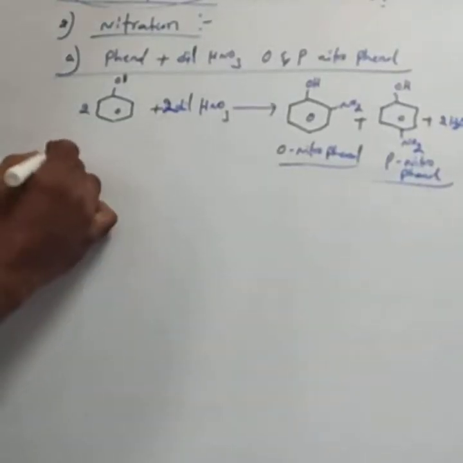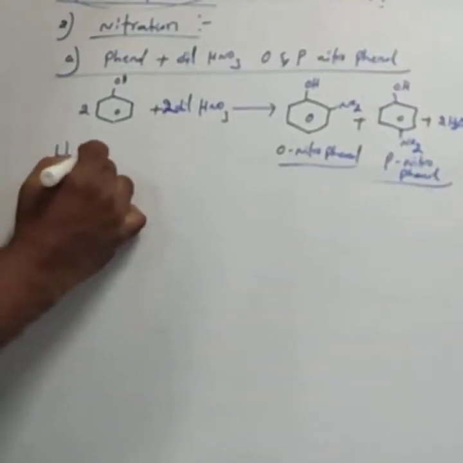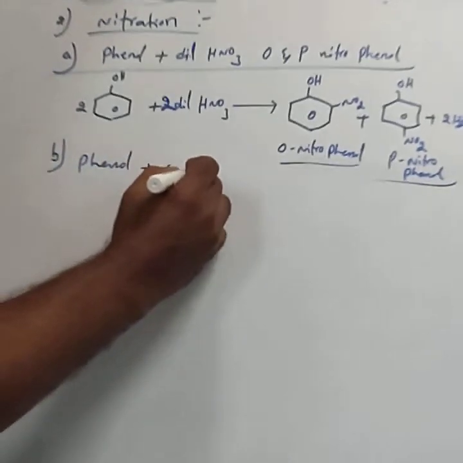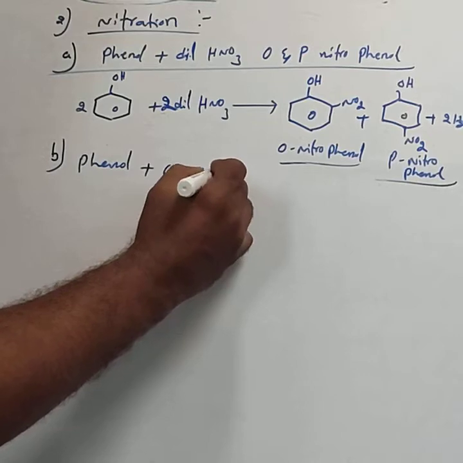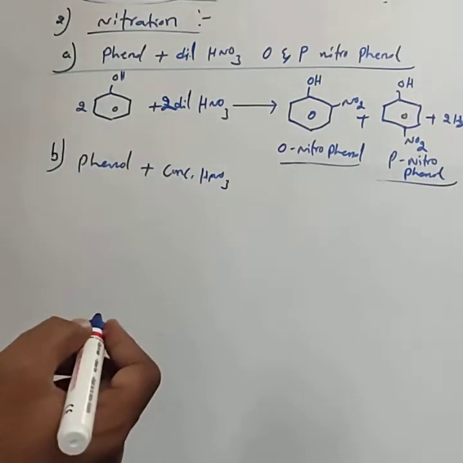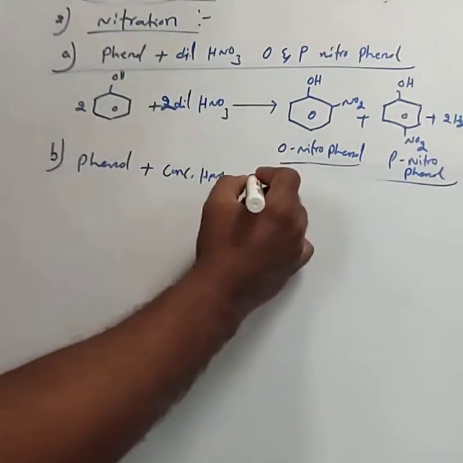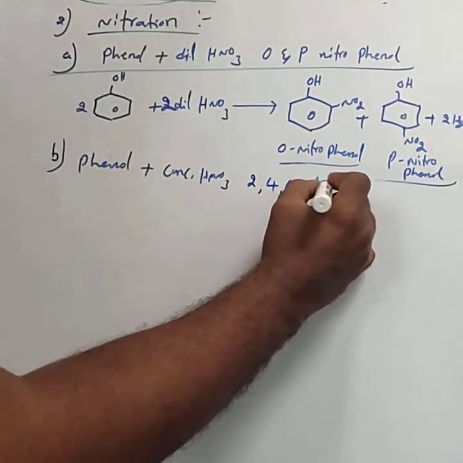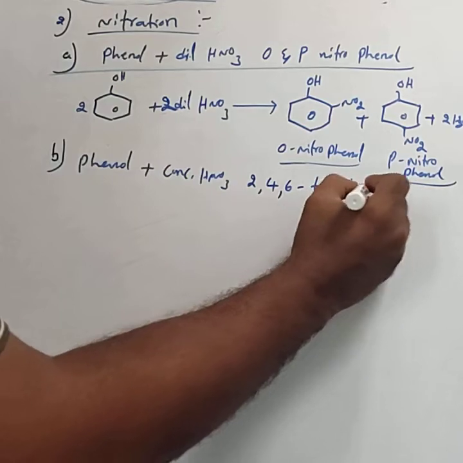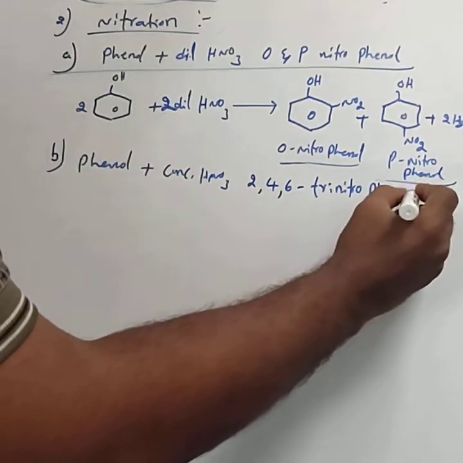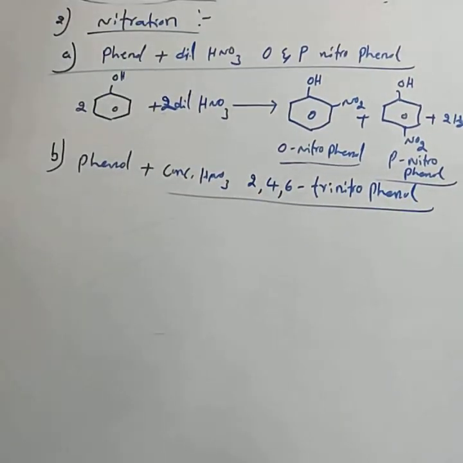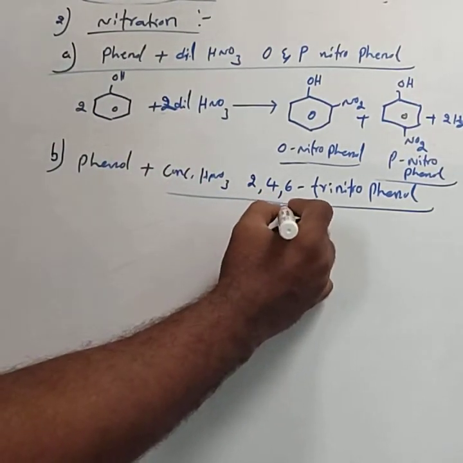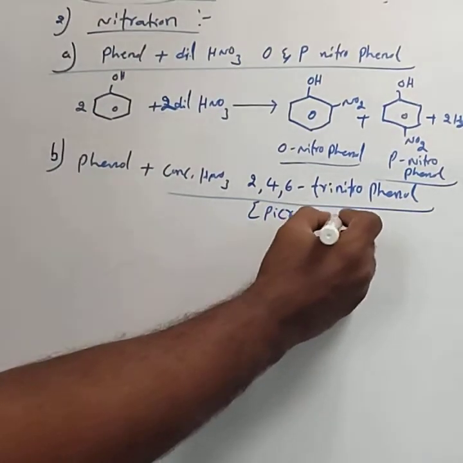Next, second case, see, when phenol is treated with concentrated nitric acid, concentrated HNO3, the product is 2,4,6 trinitrophenol. 2,4,6 trinitrophenol is formed, commonly called picric acid.